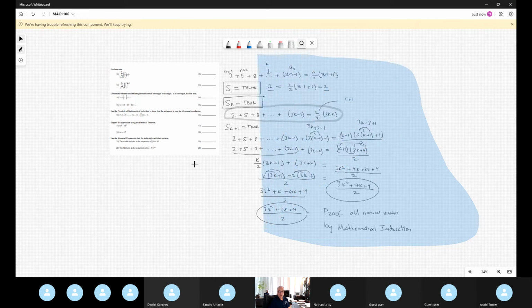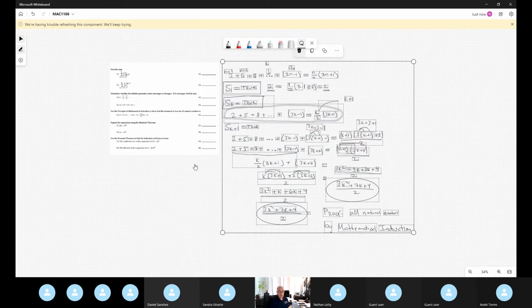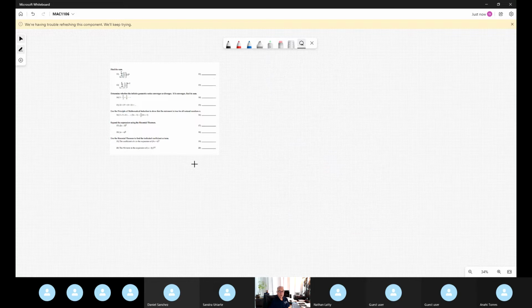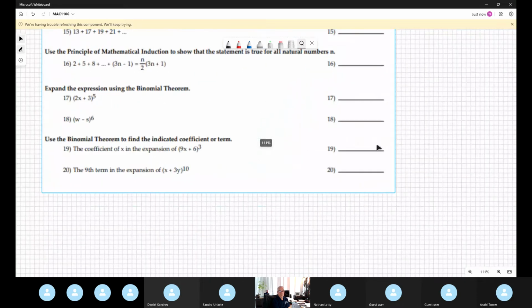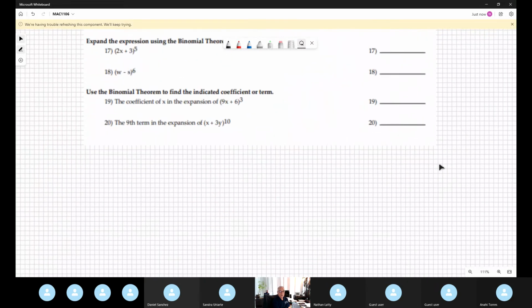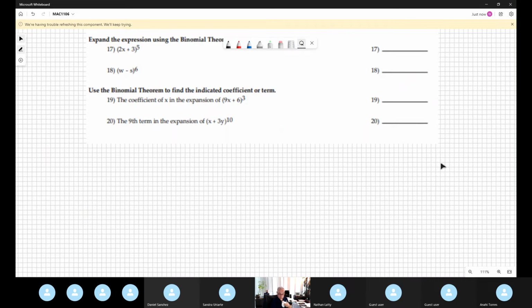Okay, let's move on to the binomial theorem. The binomial theorem that we studied, but too fast last class. I want to reinforce the idea today. Okay, look. We have too easy and too complicated. What is the idea? The idea is 17. Look at that 17. You need to expand.